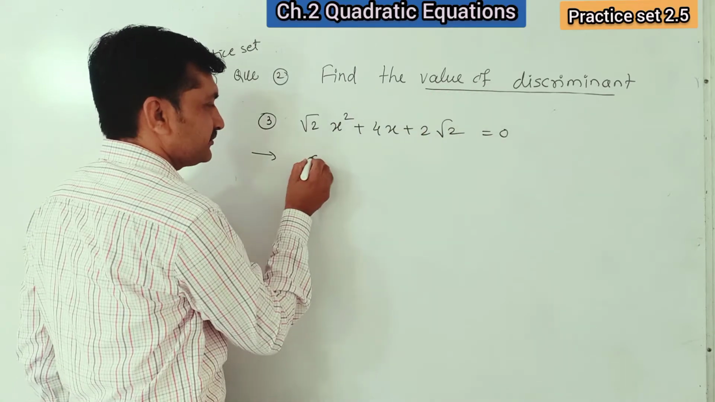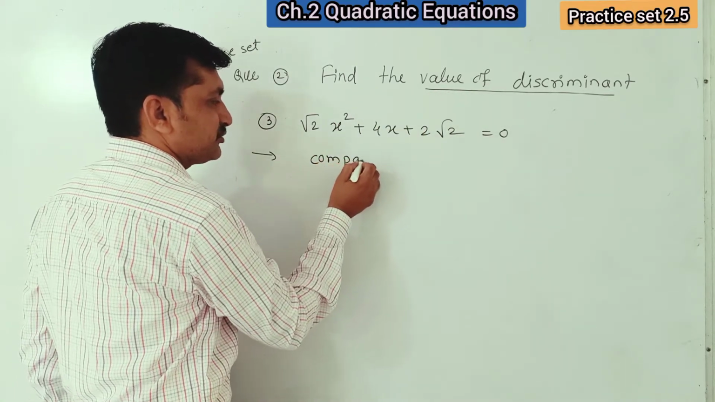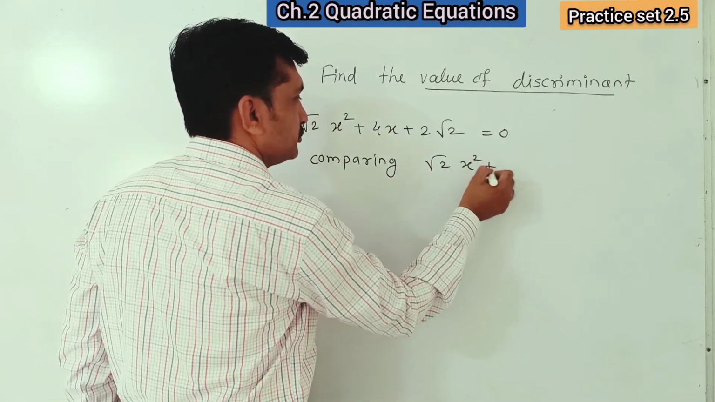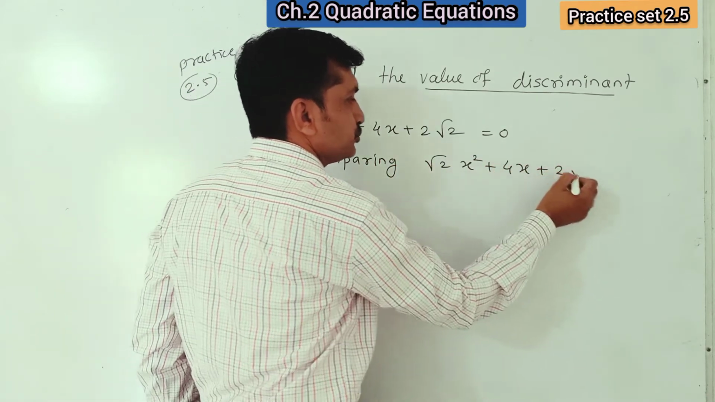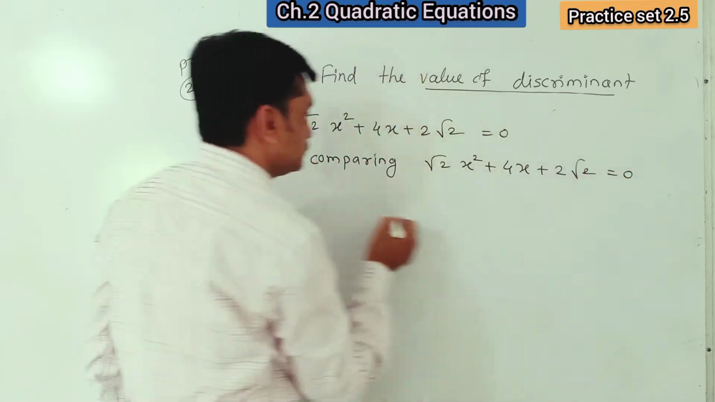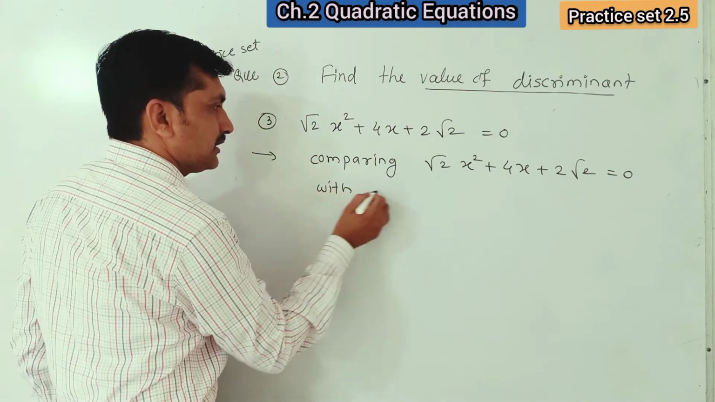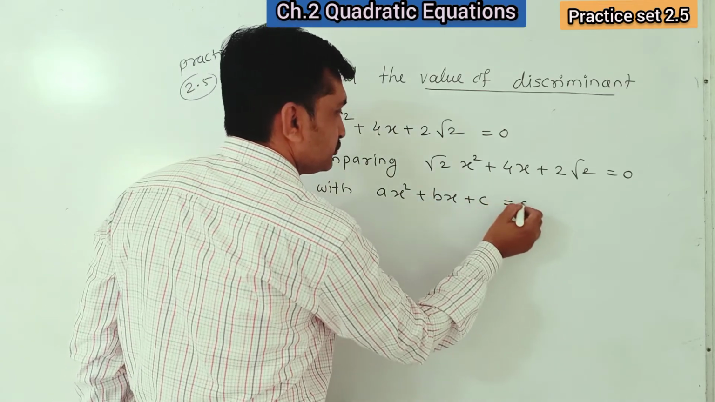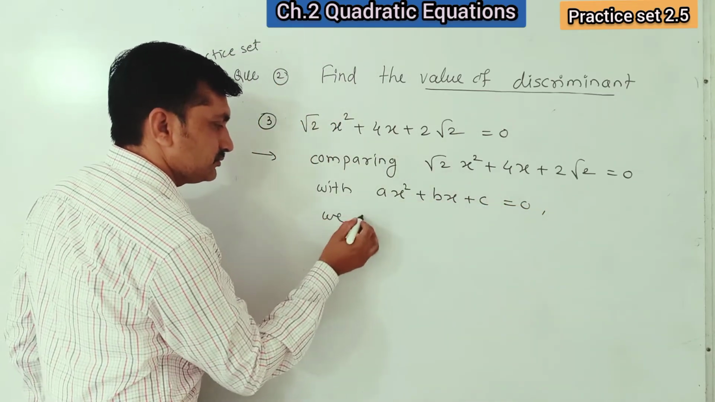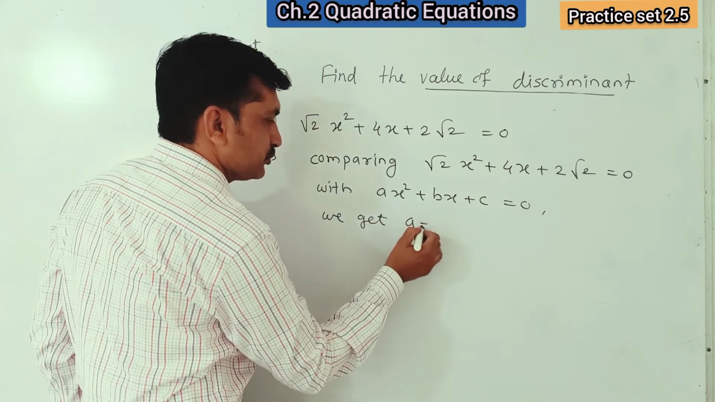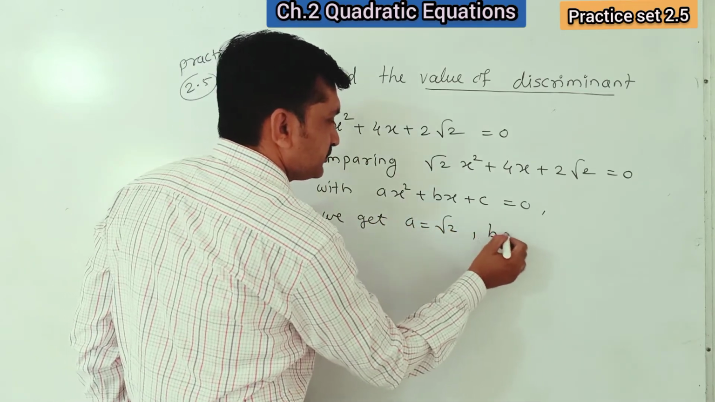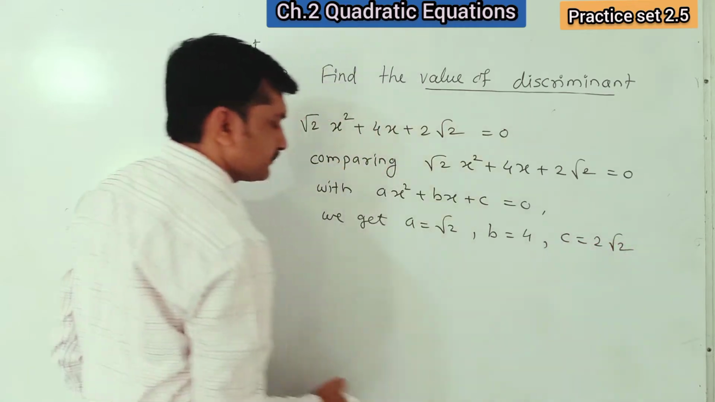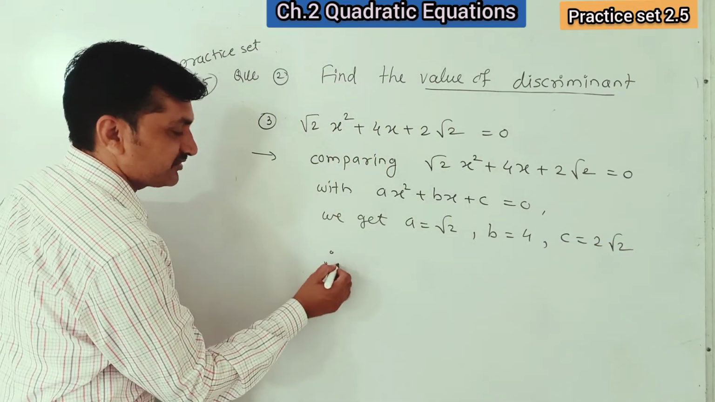Find the value of discriminant, means b square minus 4ac. Comparing root 2 x square plus 4x plus 2 root 2 is equal to 0 with ax square plus bx plus c is equal to 0, we get a is equal to root 2, b is equal to 4, c is equal to 2 root 2. Okay, now we want value of discriminant.